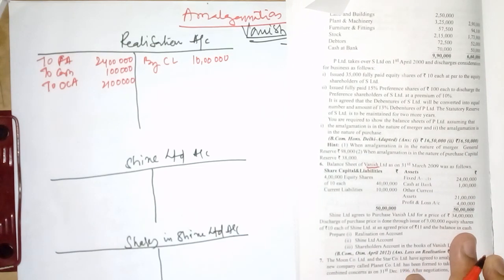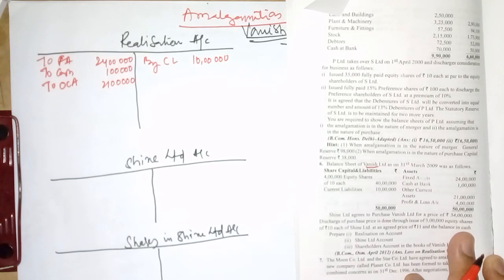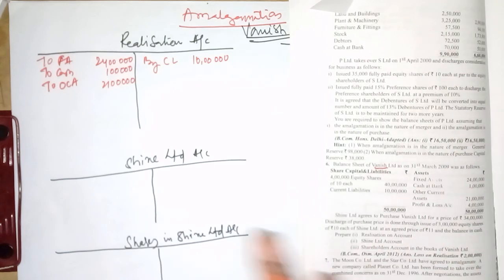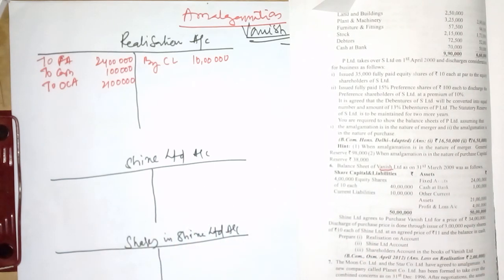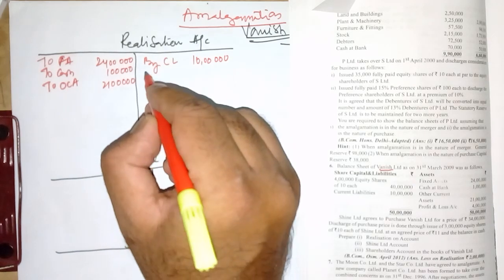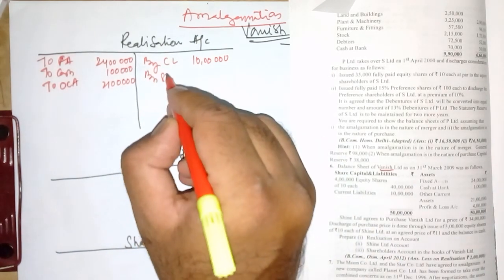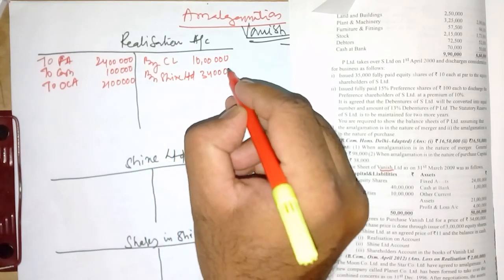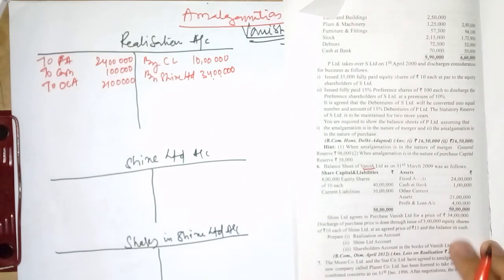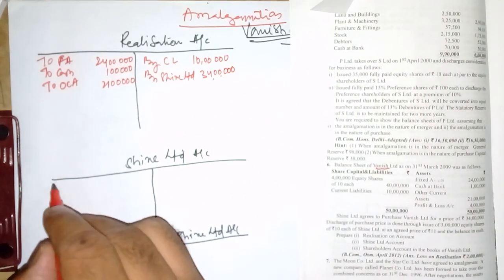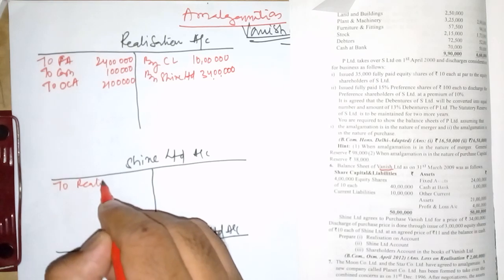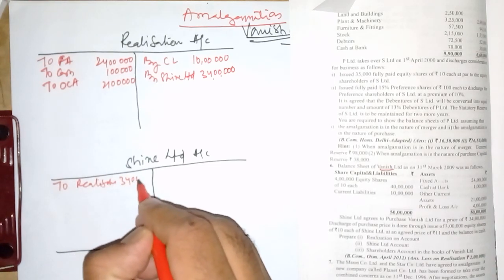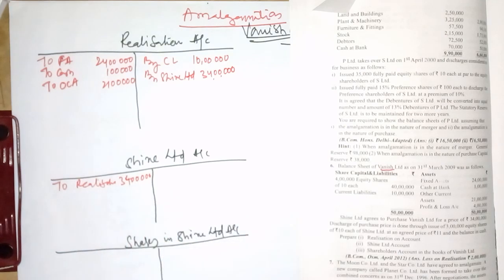So what is the entry? Purchase consideration due entry we are passing. From whom is it receivable? From Shine. So the entry would be Shine Limited account debit to realization. In realization we write by Shine Limited. How much? 34 lakhs. Why 34 lakhs? This is the entire amount of PC, 34 lakhs. In Shine Limited, what do we write? To realization, that is 34 lakhs. Right?